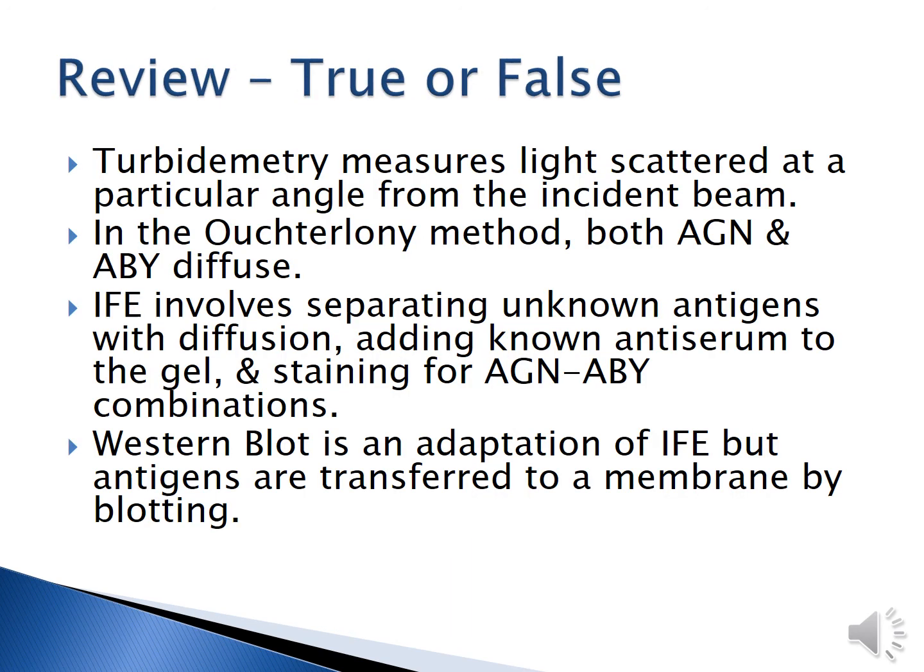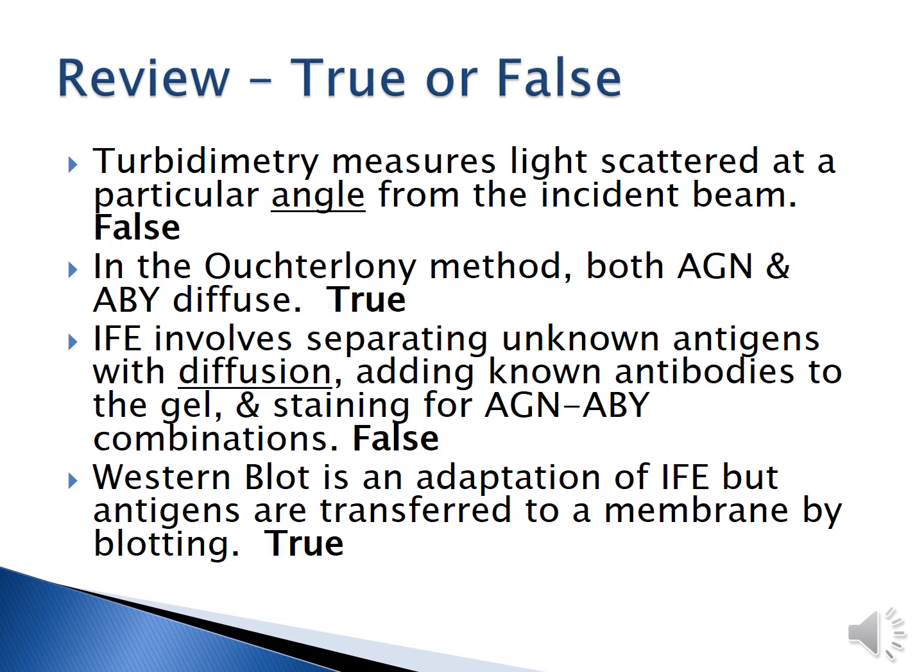Okay, so here are some true or false questions. If you'll answer these, we'll go over them in the next slide. So the first one, turbidimetry measures light scattered at a particular angle from the incident beam. That is false. So nephelometry measures the light scattered at a particular angle. Turbidimetry measures the direct light.